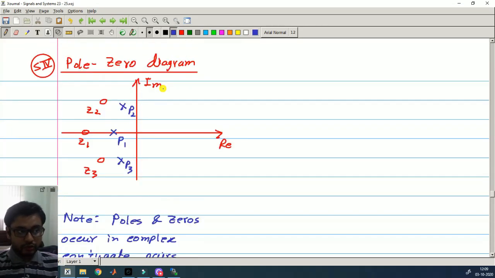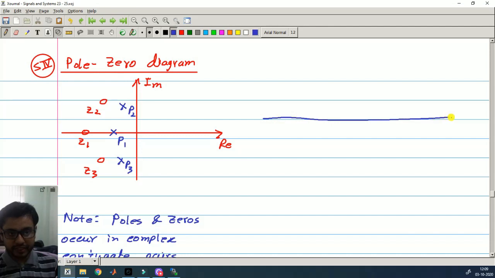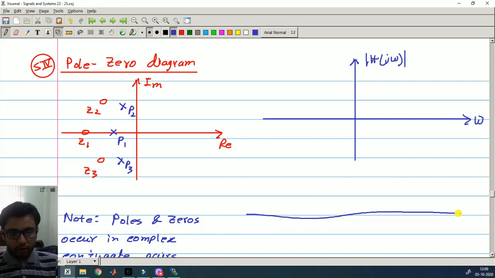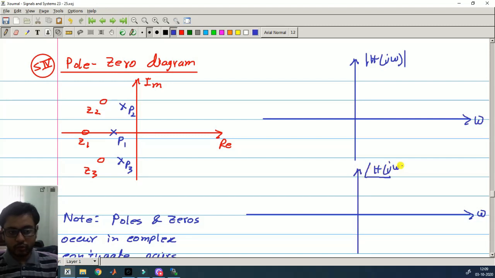Great. So now we have this pole zero diagram, and from this we will draw the magnitude and phase spectra: omega versus mod of H(j omega), and another diagram, omega versus angle of H(j omega).